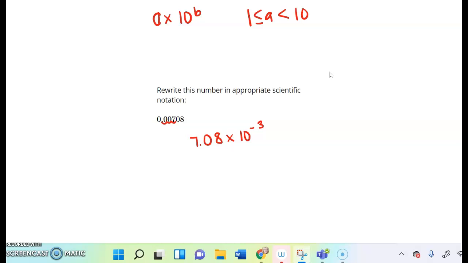One way that I remember it's going to be negative is this is a really small number, and so when it's a negative number, that tells us it's just a really, really small number. So that's one way that I remember it.